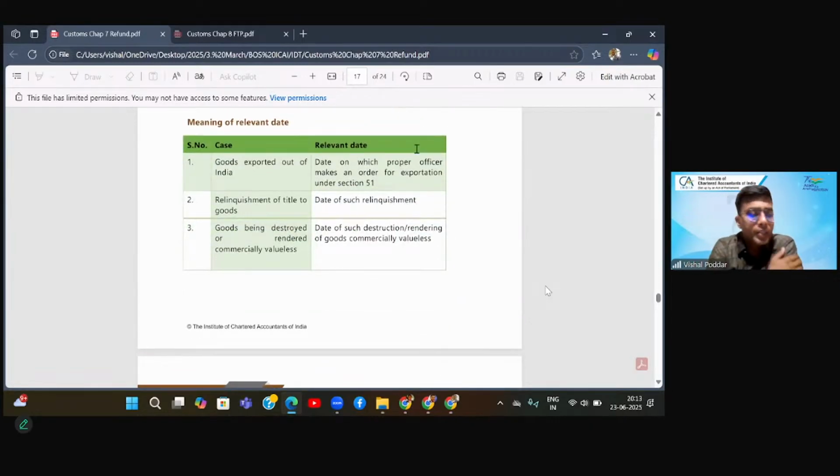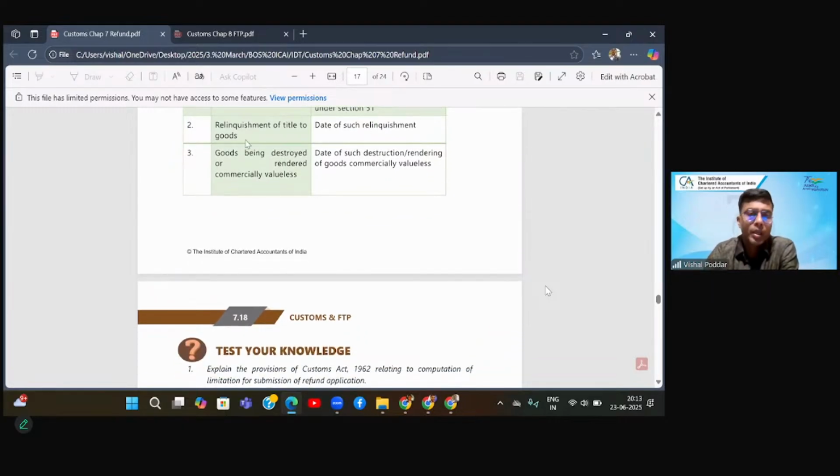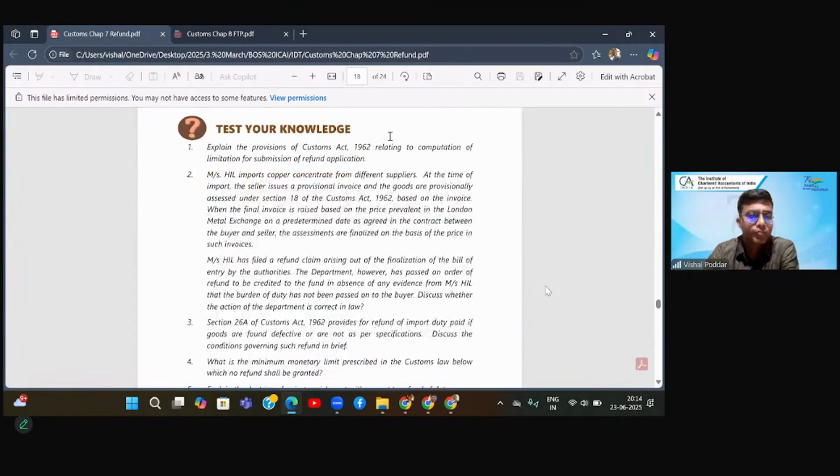Now, these timelines will be computed from the relevant date. Like if you remember the timeline for normal refund, which is 1 year from the relevant date. What is the relevant date? First, in case where the goods were exported, the date on which the proper officer has made the order for export. If you had relinquished the title to the goods and hence you are asking for refund, in that particular case, it will be the date of such relinquishment. Where the goods are being destroyed or rendered commercially valueless, again the date of such destruction. So this is what is the provision relating to refunds.